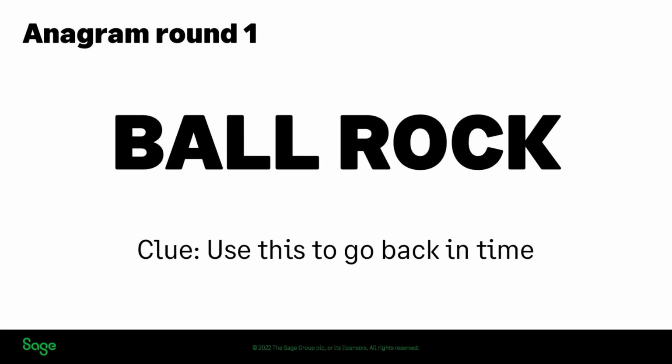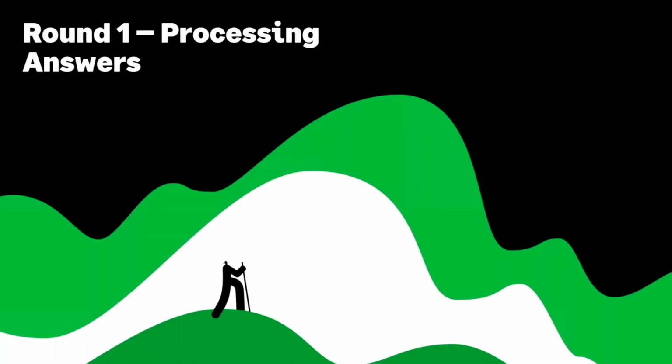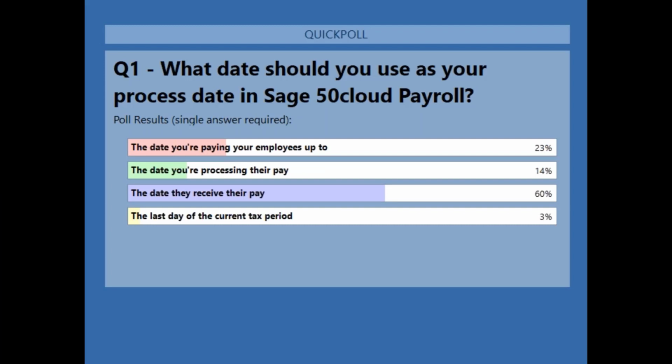But firstly, let us reveal what everyone answered for question 1. We had a bit of an even split, but there is a clear majority there for the date they received their pay for question 1. We shall find out in a brief second whether or not we are right. So we're going to hide the poll, and I'm going to hand over to Duncan to let us know what the right answer was. Over to you, Duncan.